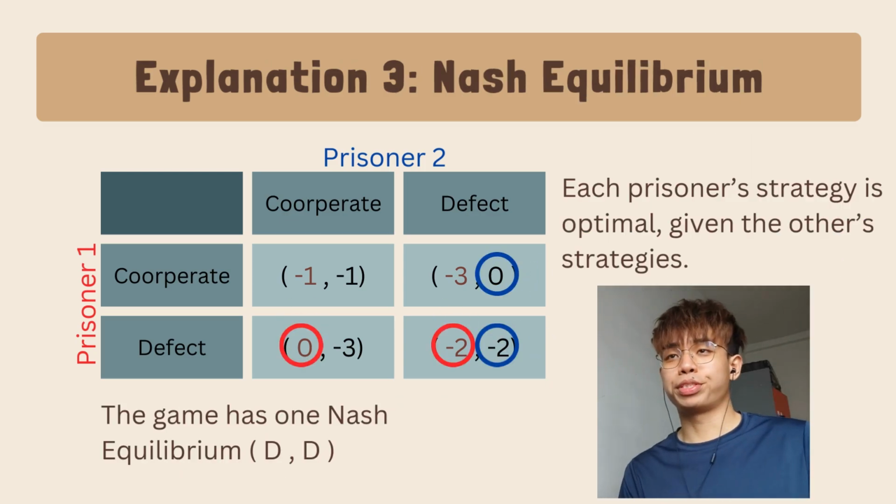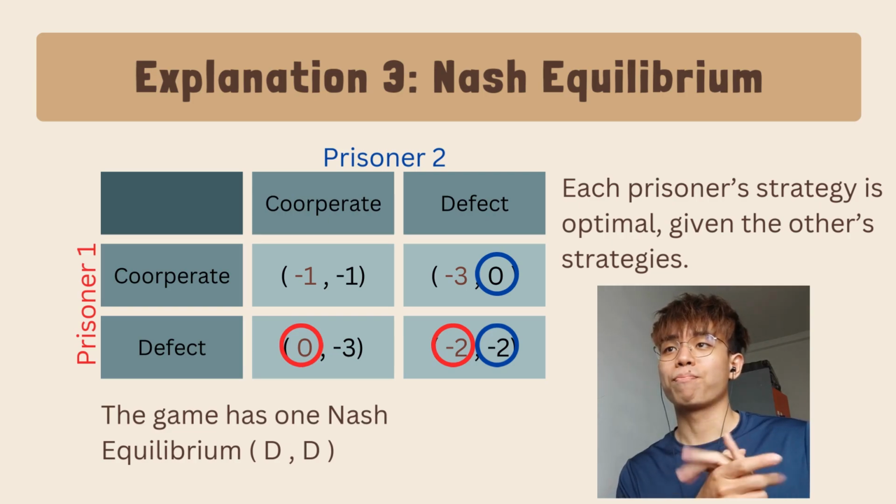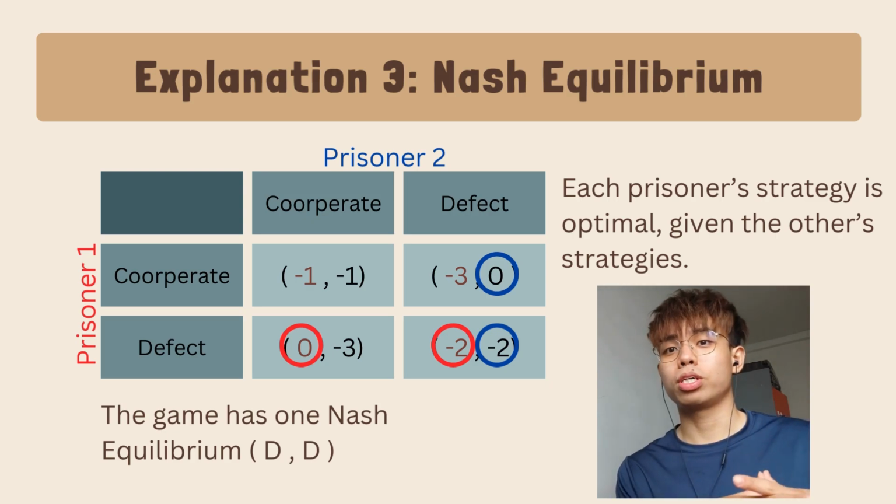Alright, now that we know that both prisoners would choose to defect, we can have a look at the table here, where the defects are circled, which is 0, -2, and 0, -2 for both prisoners. Now we can see that there are two circles in the bottom right corner, which is what we call the Nash equilibrium.